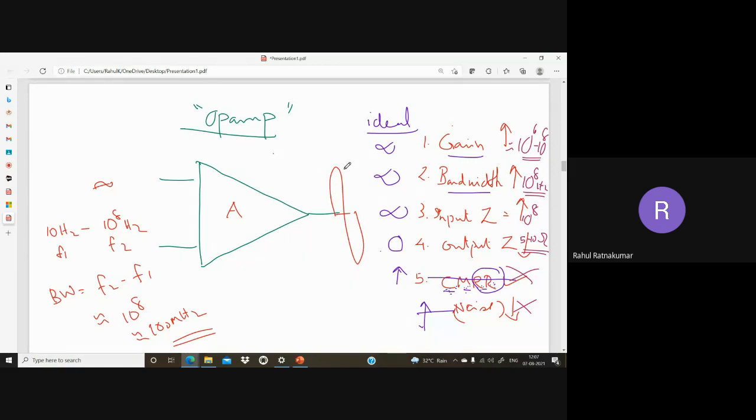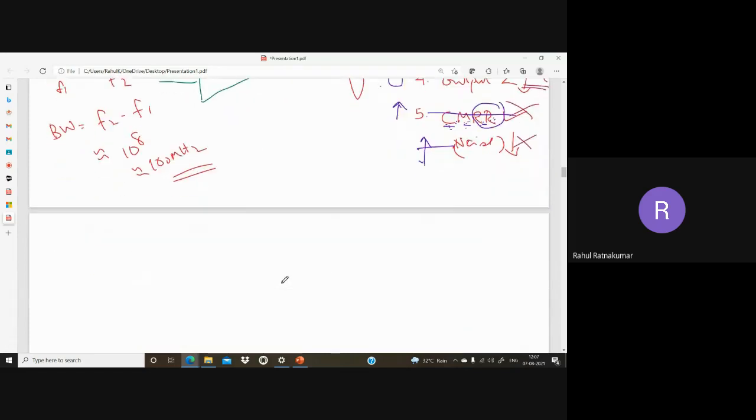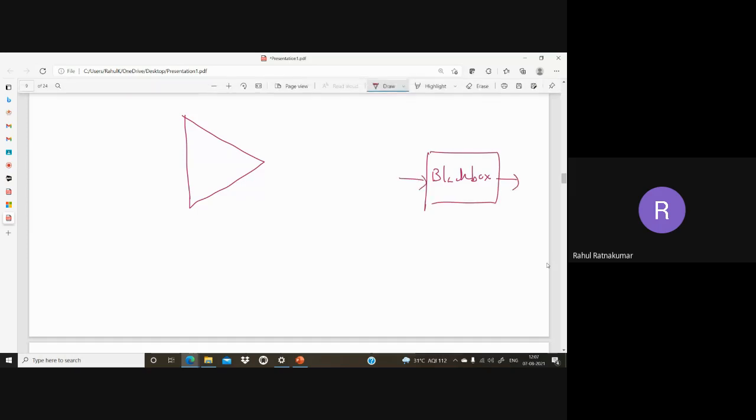Now let's see how an op amp works. I don't go for the internal circuit of the op amp. You can understand it better as a black box. You should understand this is a black box, and we are giving something, and it is giving you some output. That is a better way of understanding the op amp in this course.